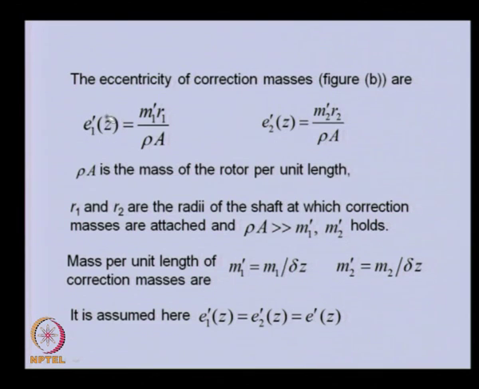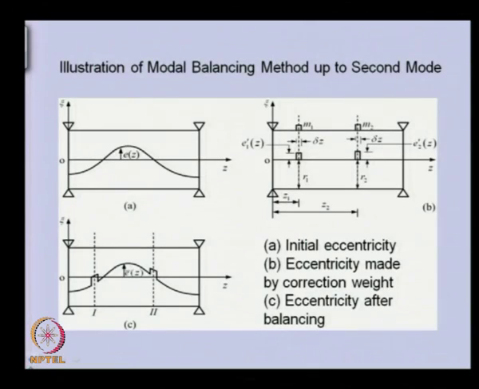This is in plane 1 and this is in plane 2, and here we expect that the correction masses are negligibly small compared to the mass per unit length of the shaft. Basically, M1 prime and M2 prime are the mass per unit length of the correction mass. Here you can see this is the mass of the correction mass in plane 1, and this is the length of the correction mass. That length is some finite length. Whatever the length is, we are calling it delta z.